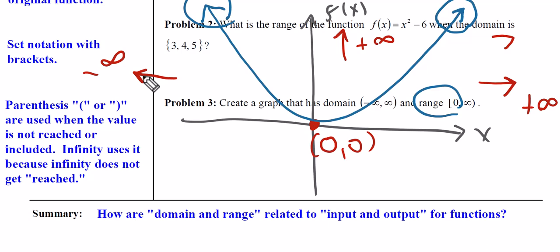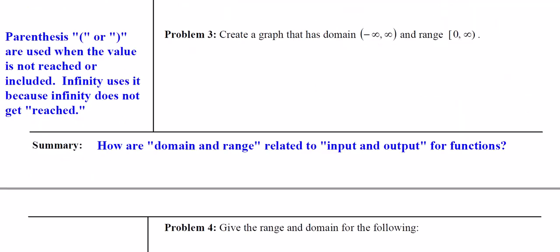And so please take a moment to really pause to think about problem 3 and other problems we'll show you with the graphs. What do these arrows mean? What does the graph mean? What is the graph really doing? How is this graph represent the domain and range? For your summary, how are domain and range related to input and output for functions?